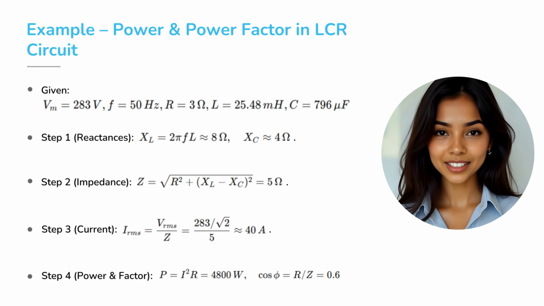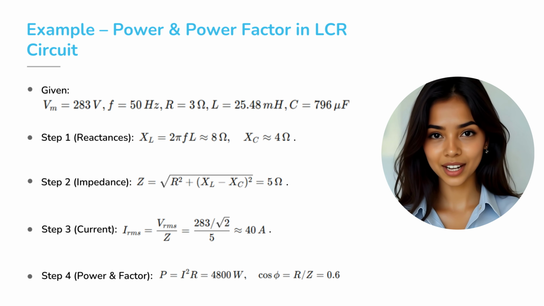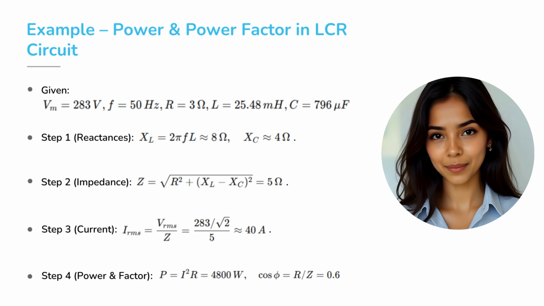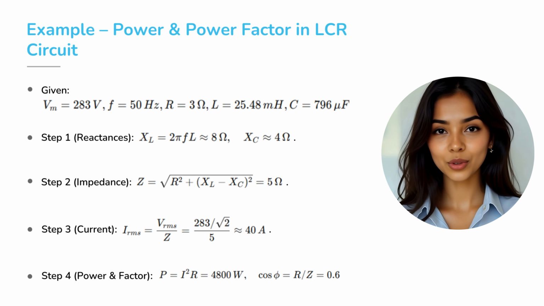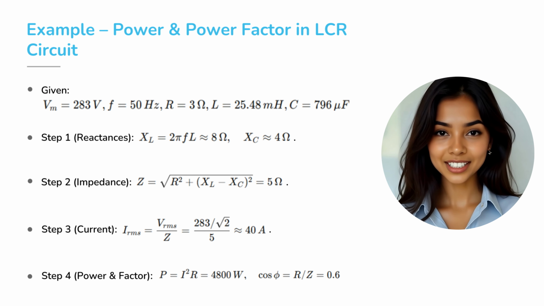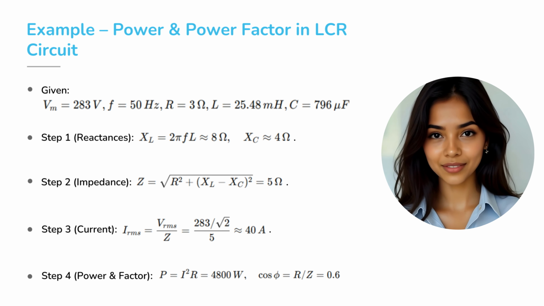Step 1. Let's find the reactances. Inductive reactance XL equals 2πfL, which comes out to about 8 ohms. Capacitive reactance XC equals 1 divided by 2πfC, which works out to about 4 ohms. Step 2. Impedance. The formula is Z equals square root of R squared plus (XL minus XC) whole squared. Substituting values, we get Z equal to 5 ohms.